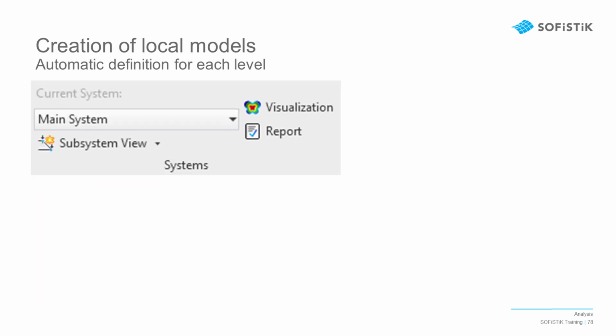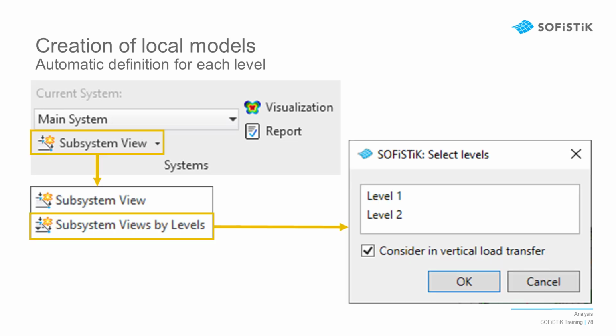However, generally, subsystems are used to study 2D slab models related to each level. For this reason, there is a specific command, subsystem views per level, which allows you to select all the desired levels and, most importantly, to automatically allow for load transfer between each level, or more specifically, each subsystem.